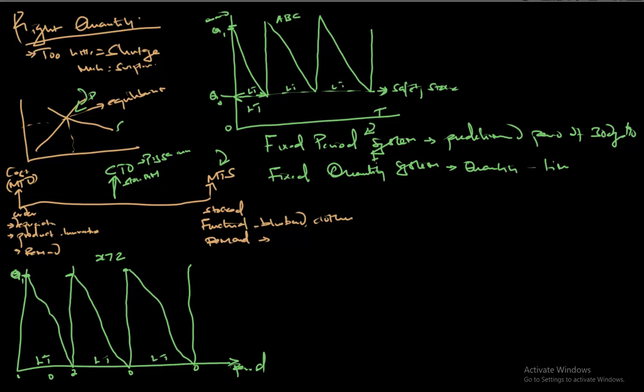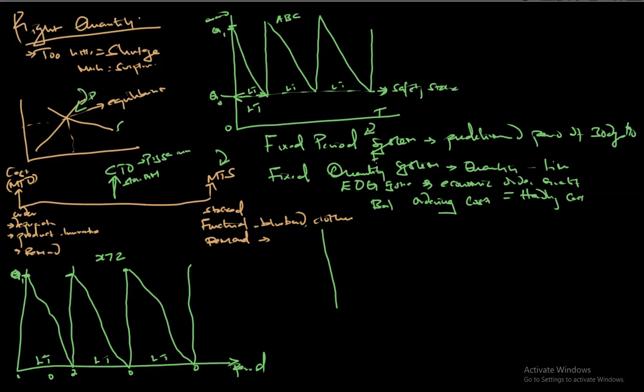So, if you are going to use a fixed quantity system, this is what you call the EOQ system, an example of the fixed quantity system. And it says that there is an economic order quantity that any organization can order. This quantity is arrived at by balancing the ordering costs and the handling costs.